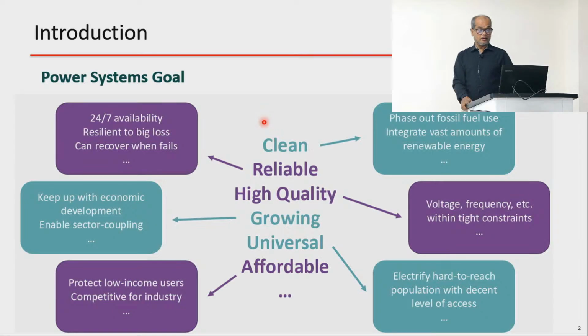Second requirement is that the system has to be reliable and resilient. Reliable and resilient means that we expect service 24/7. That means there will be no blackout, no outage of power supply. So, we expect continuous supply from the power system. That is what we mean by reliable. Other requirement is that it has to be very high quality. The power quality should be very high.